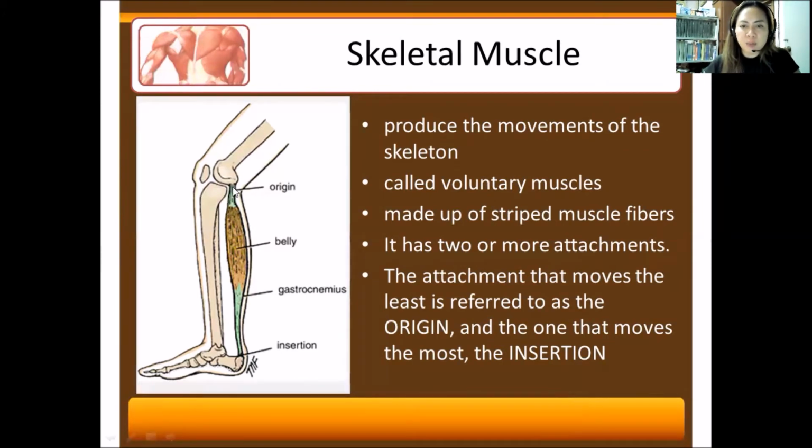So this area moves the least, hindi kaya siya nagalihok. So that's your origin. And the one that moves most is the insertion. Okay, this muscle is your gastrocnemius. If ever this muscle contracts, it will pull this insertion part into the origin. So, magko-contract, liliit siya, pulling this area up. So, just imagine kung ano yung pwedeng maging movement ng iyong paa.